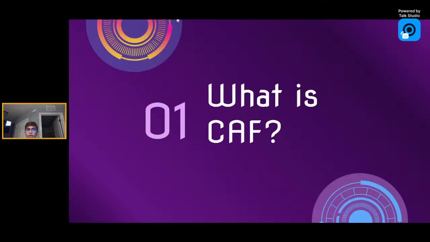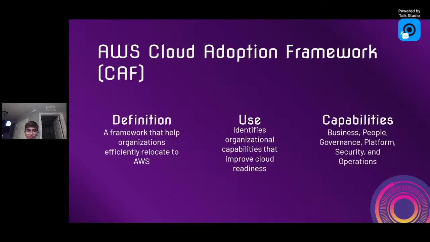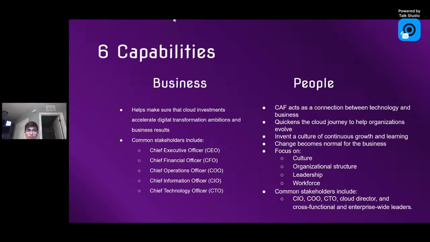So first, what is the Cloud Adoption Framework? The AWS Cloud Adoption Framework is a framework that helps organizations efficiently relocate to AWS. It's used to identify organizational capabilities that could improve cloud readiness, and its capabilities are in the following areas: business, people, governance, platform, security, and operations. So let's discuss these 6 capabilities.